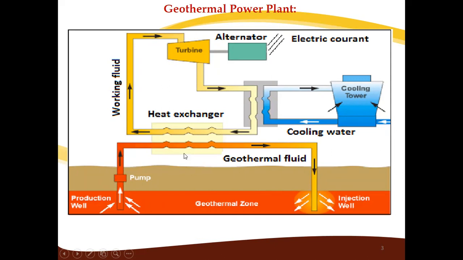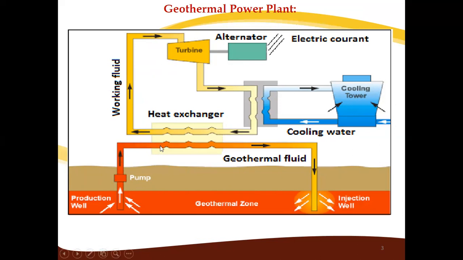There is a heat exchanger device. The heat energy of this working fluid is transferred to the water, and the water becomes steam. The remaining heat energy gets rejected in this heat exchanger device, and again this fluid passes through the injection well into the geothermal zone, where it gets heated again, and similarly it is pumped again by using a pump.